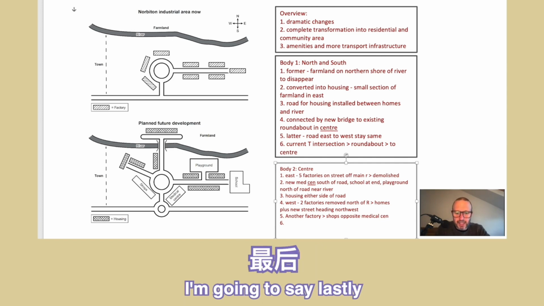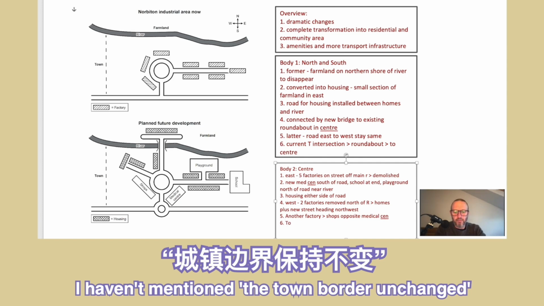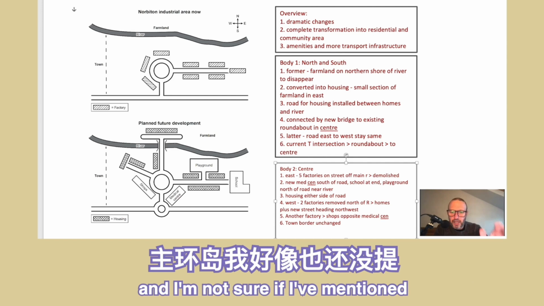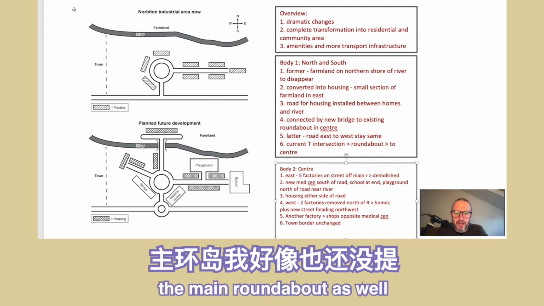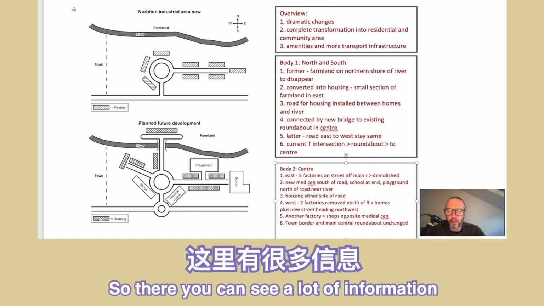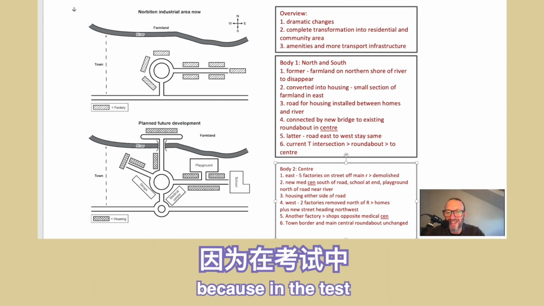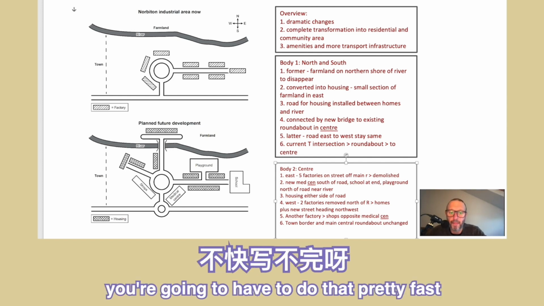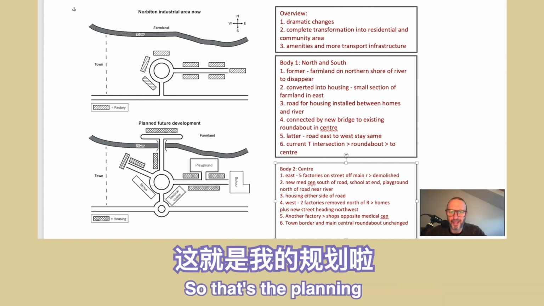I'm going to say, lastly, I haven't mentioned the town border. Unchanged. And I'm not sure if I've mentioned the main roundabout as well. So I'm going to put that in. The town border and main central roundabout unchanged. So there you can see a lot of information, and I've done it quite quickly because in the test you're going to have to do that pretty fast. Okay, so that's the planning.